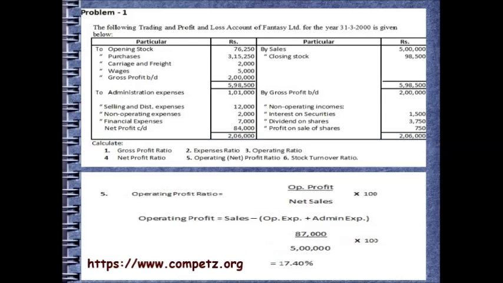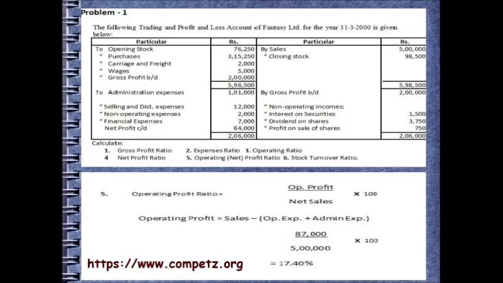So friends, we will start with the fifth ratio. This is your operating profit ratio. In operating profit ratio, the formula is operating profit divided by your net sales multiplied by 100. How to calculate your operating profit? Operating profit is equal to sales minus, in the whole bracket, operating expense plus your administrative expense. What is the amount of sales? That is your 5 lakhs, which is written in the trading account credit side.